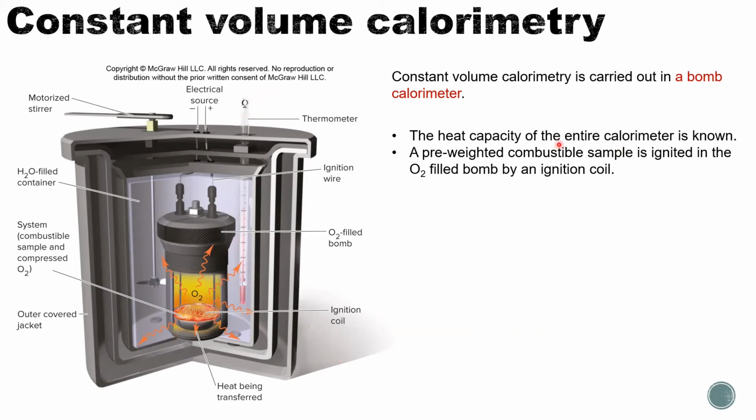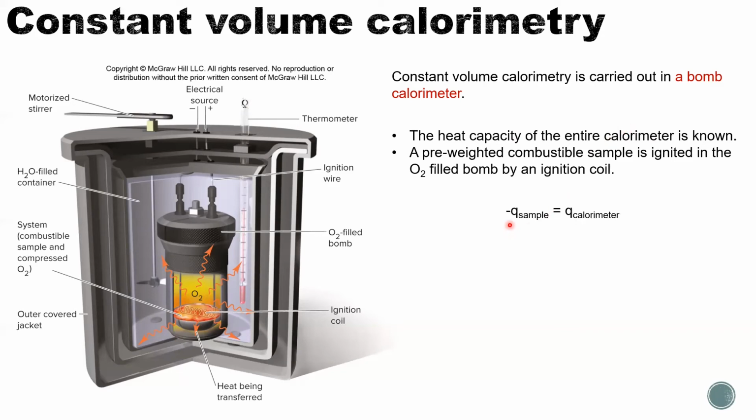So in this case, the heat capacity of the entire calorimeter is known, not like the coffee cup one. We only know the specific heat capacity of water, and we need to weigh the mass of the water. In the bomb calorimeter, the heat capacity of the entire calorimeter is known, so that simplifies our equation.